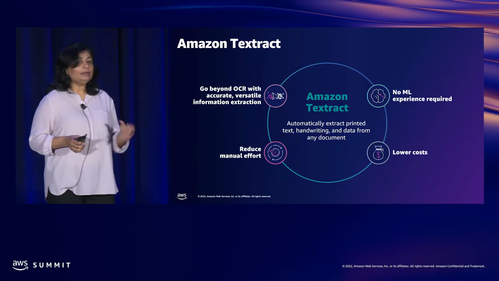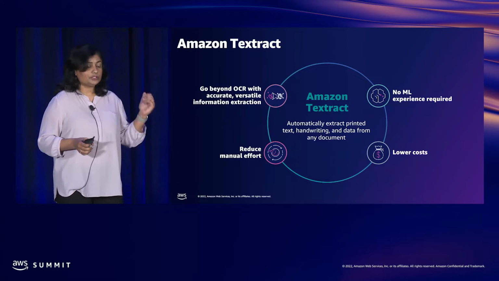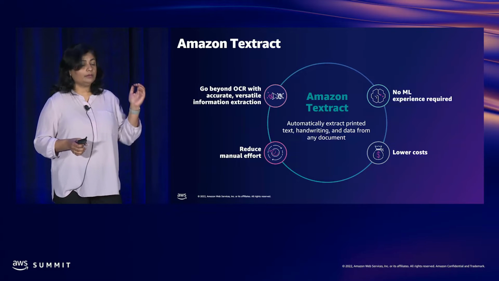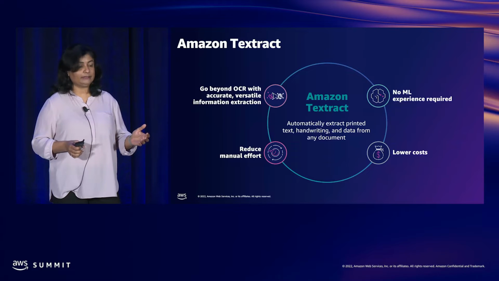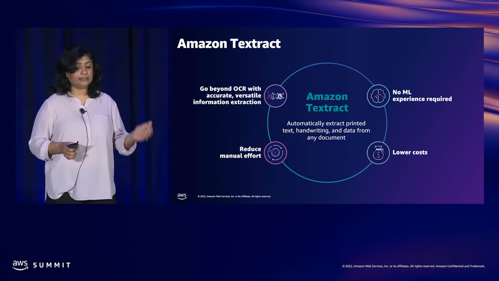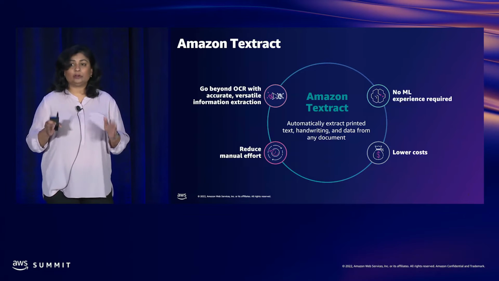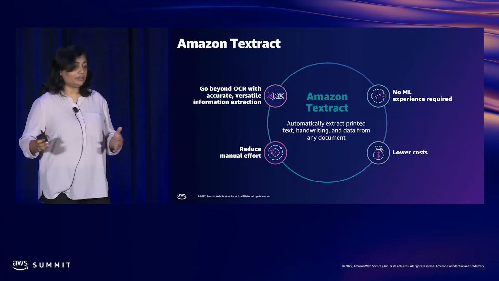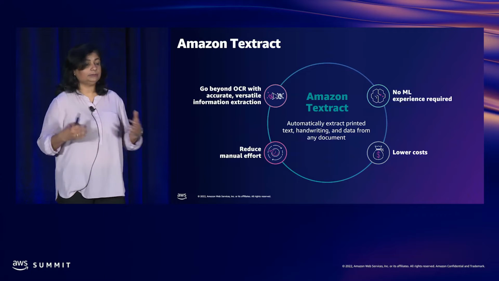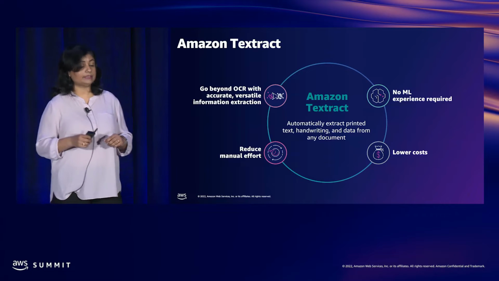And there is no ML experience required. So you can have your application developer just call the Textract APIs, pass in the PDF, or you upload it to an S3 bucket in AWS, or send in an image file of JPEGs or PNGs, and it will extract all the information from that document and return it to you in a JSON format, which you can then just parse and pass to your downstream systems.